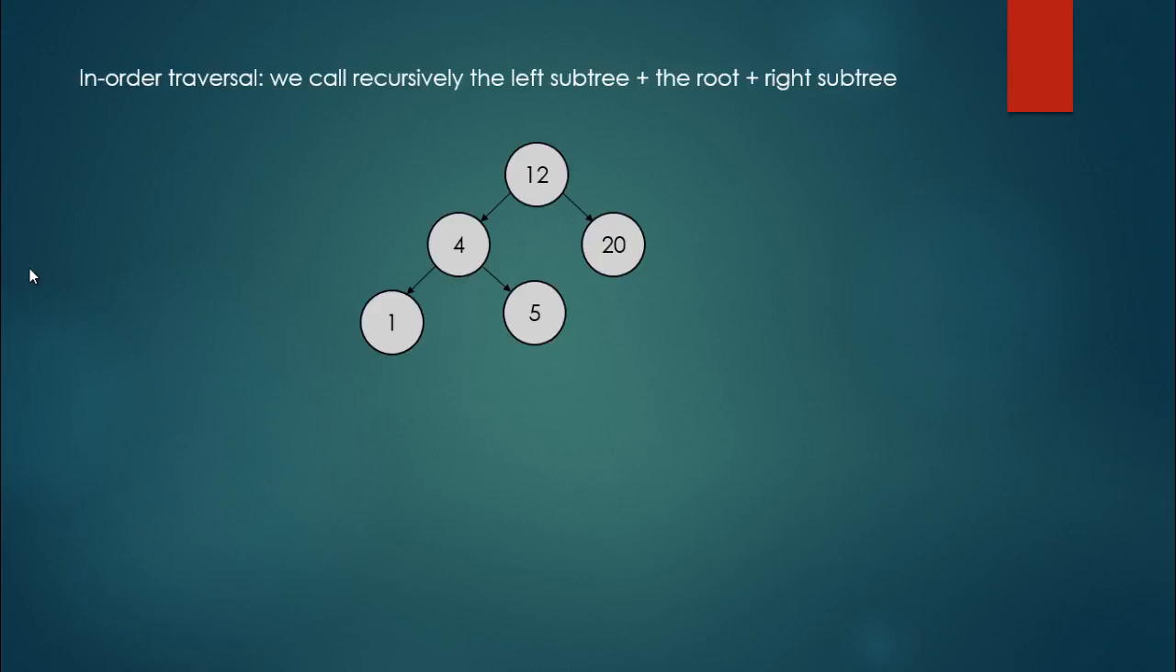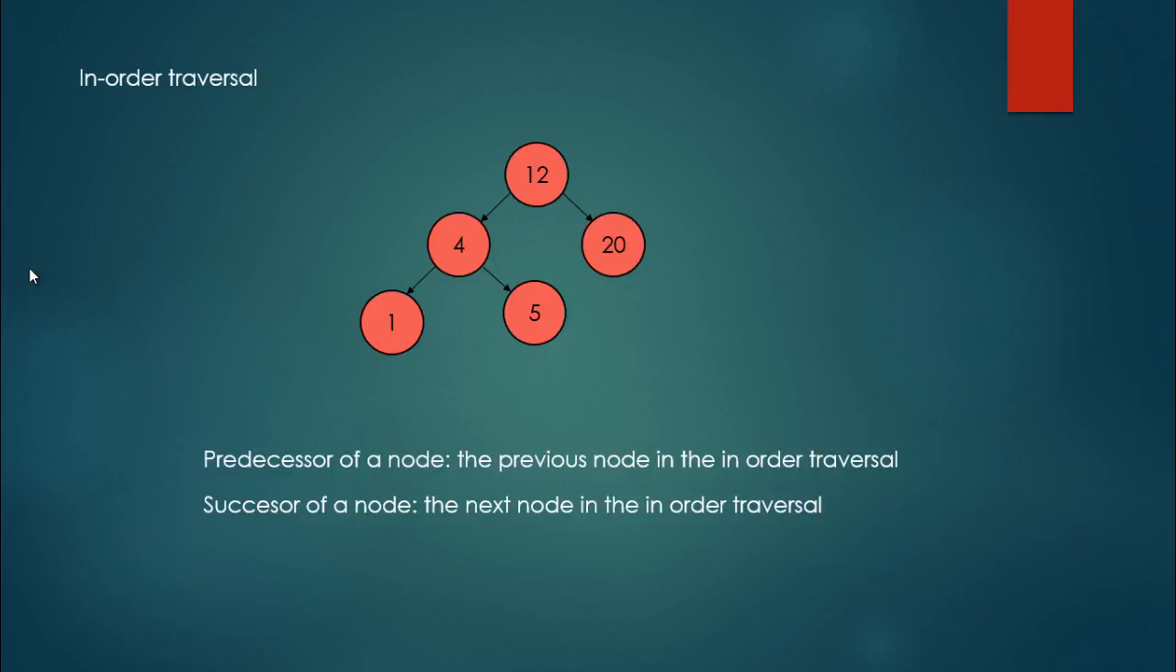In-order traversal. We call recursively this in-order traversal for the left subtree. Then we print out the root, and then we call this recursively for the right subtree. And it is going to give us the ascending numerical ordering, so from the lowest value to the highest value. So here the in-order traversal is going to give us 1, then 4, then 5, then the root node, then the right subtree, which now consists of 1 item.